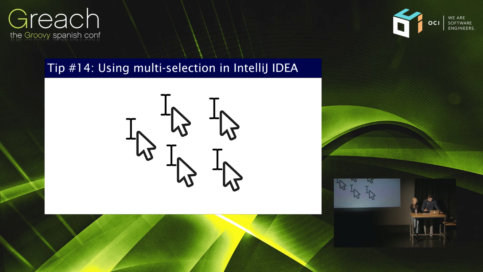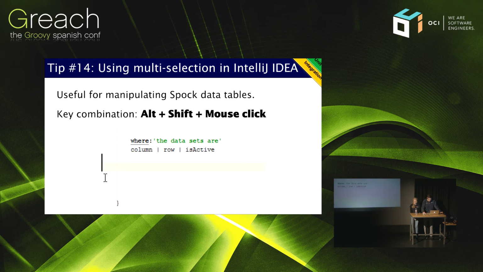And lastly, the last tip is a small one. When you are writing your tests with Spock in IntelliJ, you can use a multi-selection function which lets you type in several lines at the same time, which is useful for writing Spock data tables, as we can see in the animation. Using Alt plus Shift plus a mouse click, we can build these tables easily. And this tip is available also for other editors.